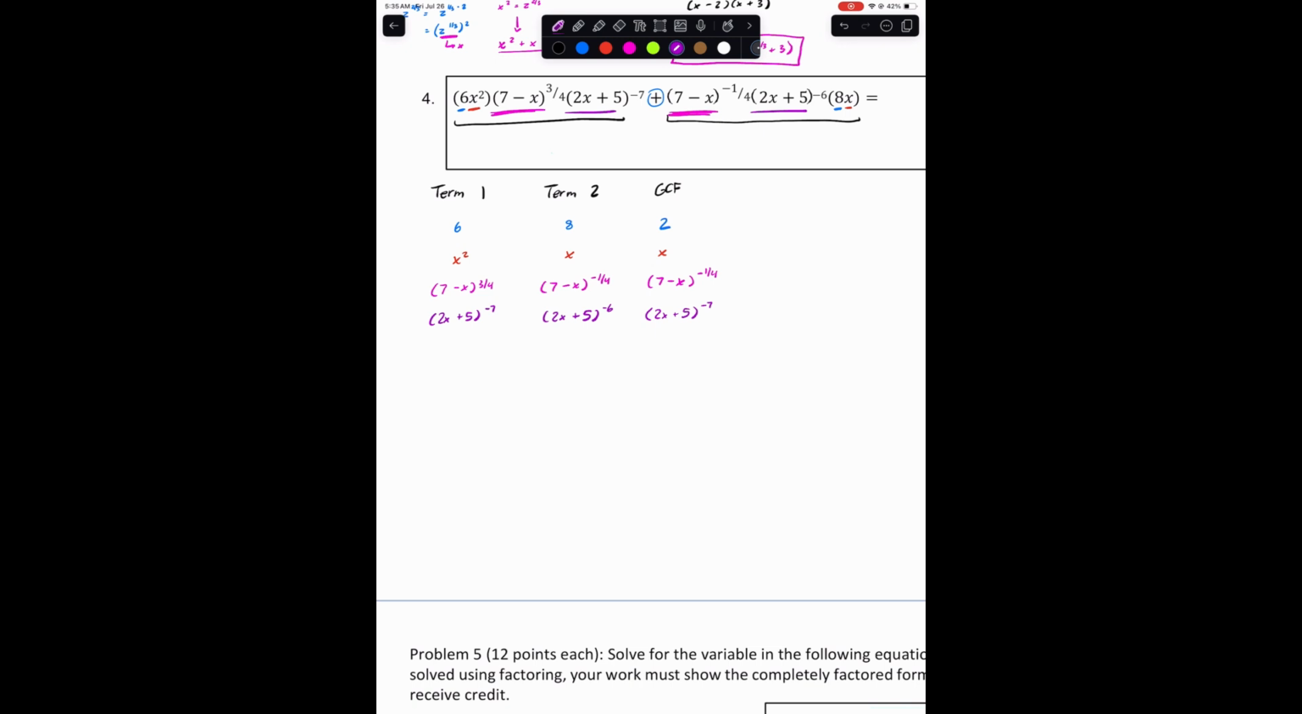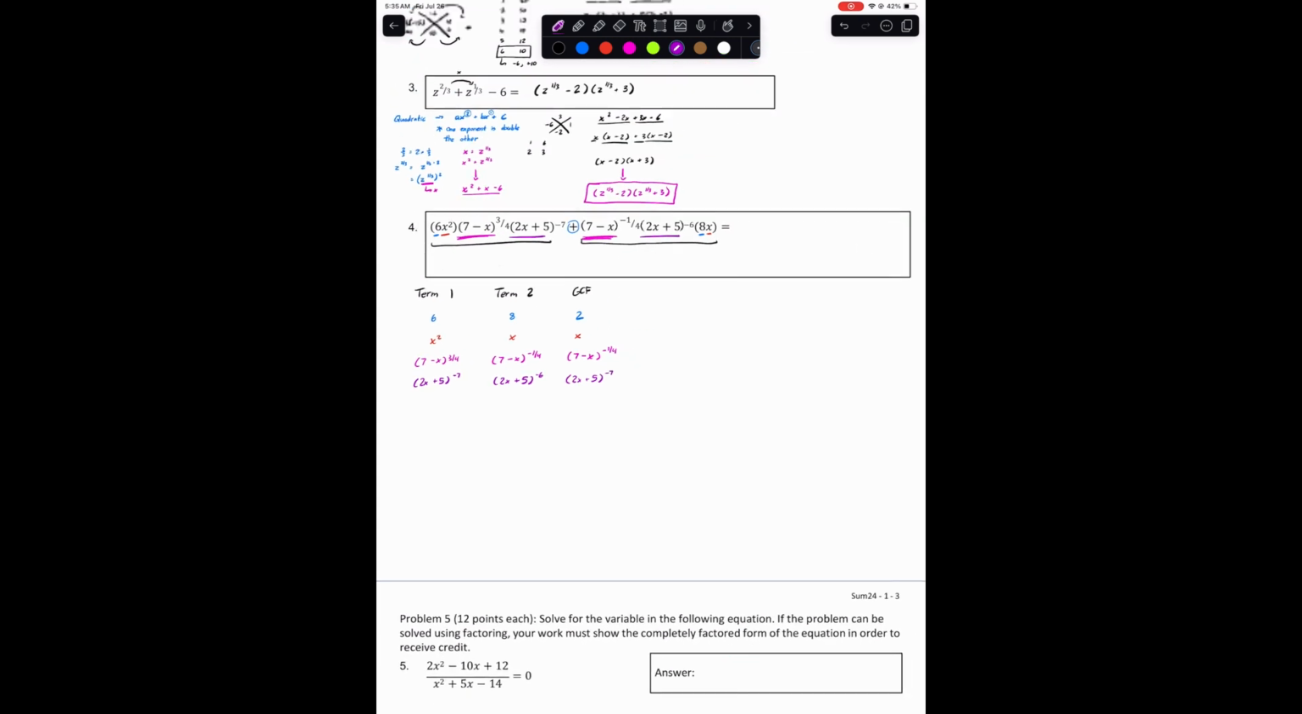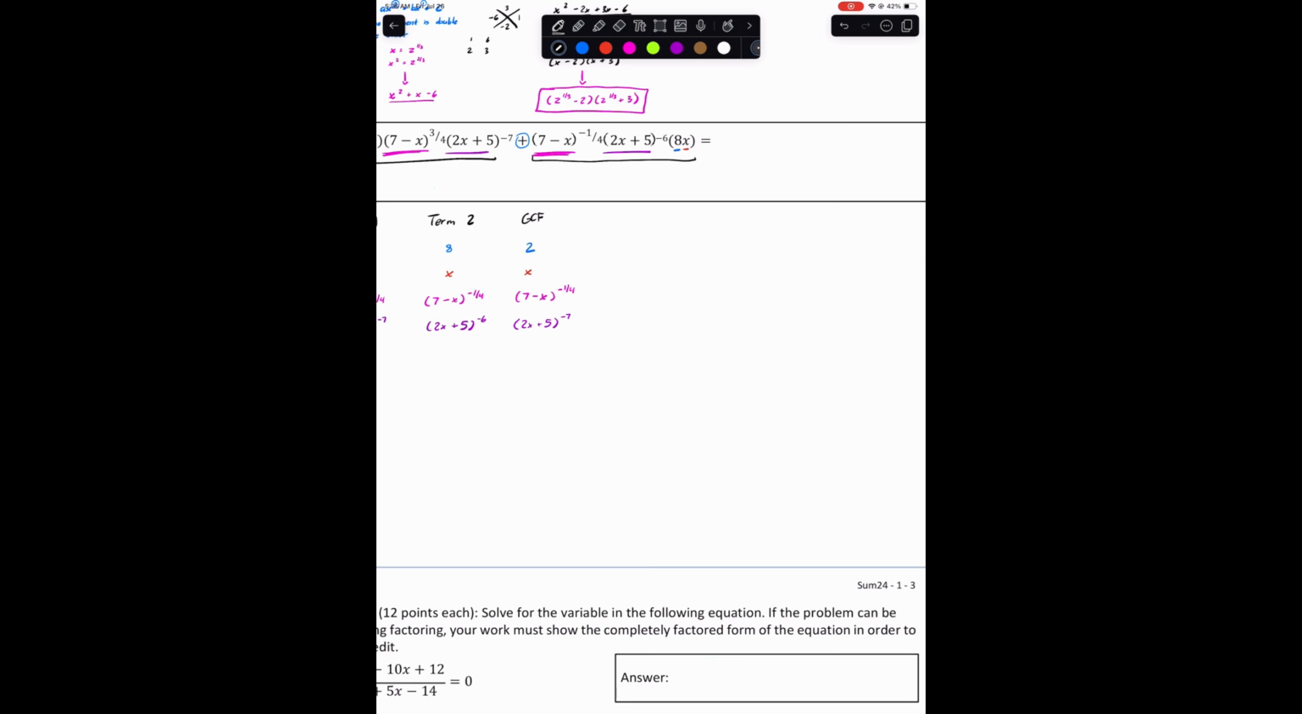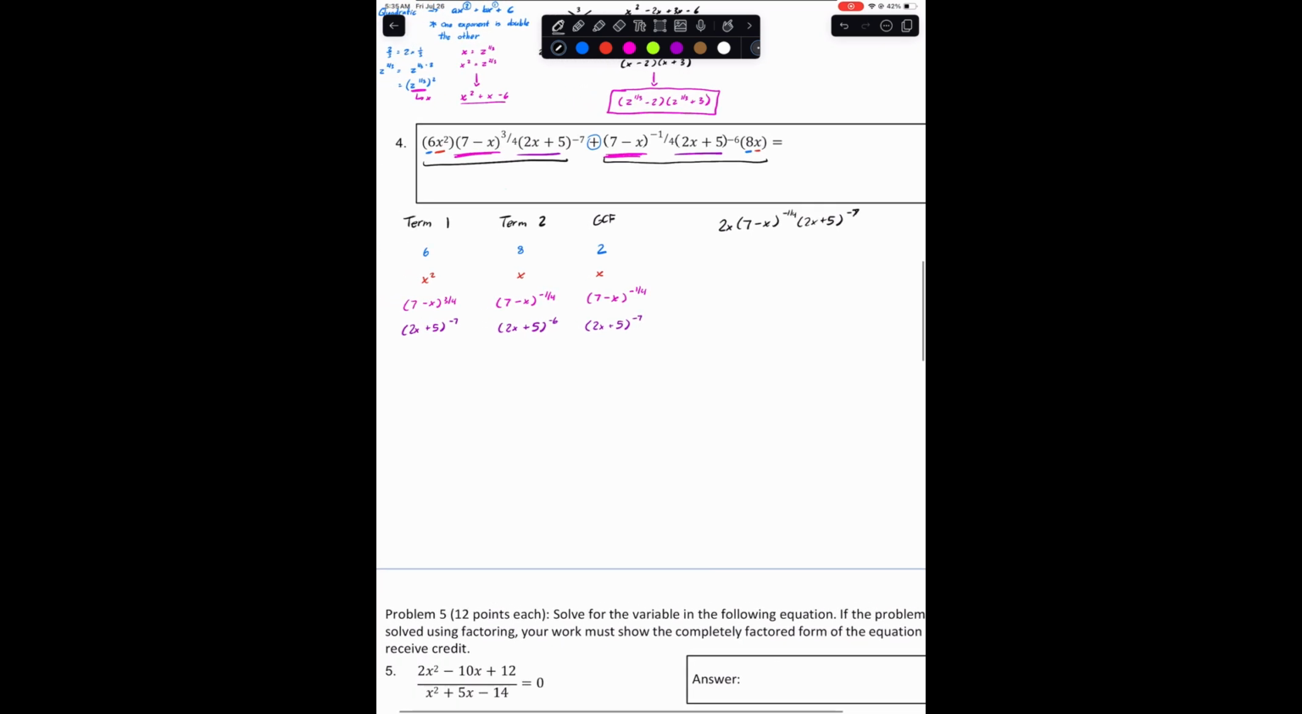Just make sure that when you're choosing a factor, one, it actually is a factor for both, and two, when you're going to draw it out, that you do it correctly. So I have this in mind. That means my factor on the outside would be 2x times 7 minus x to the negative 1/4 and 2x plus 5 to the negative 7. So I'm going to keep this to the side because I need space for taking this factor out of both terms.